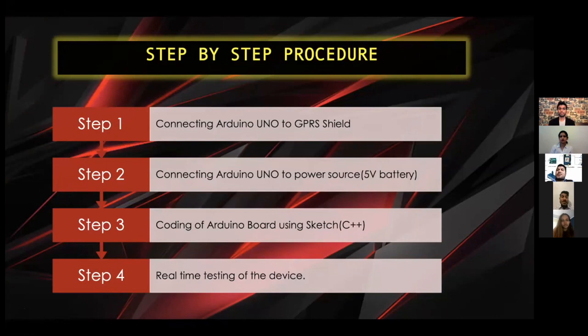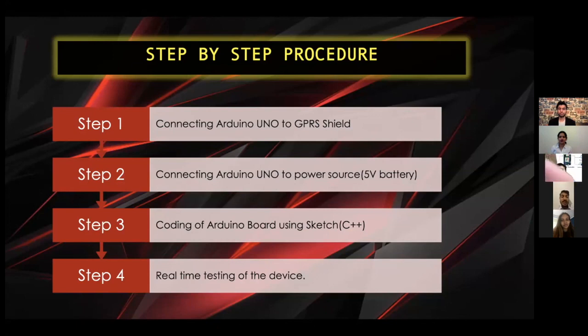So that was our video demonstration, where you can see we're getting the response in the form of a GPS location on the parent's mobile phone. Now we'll talk about the step-by-step procedure. There are mainly 4 steps involved in this process.